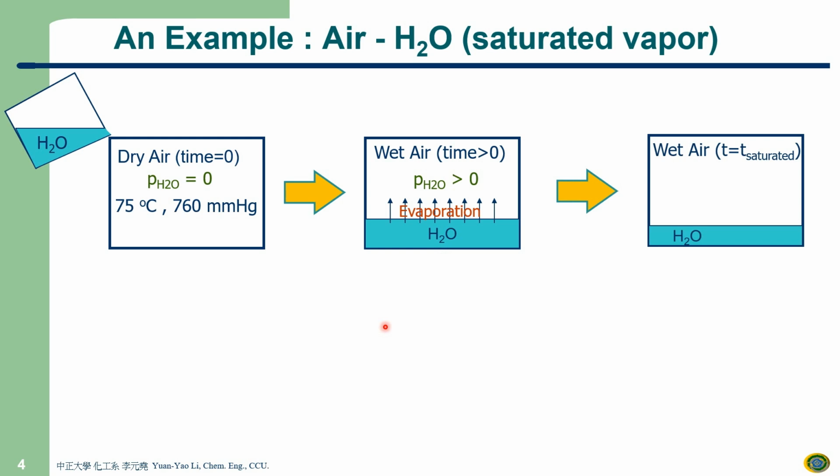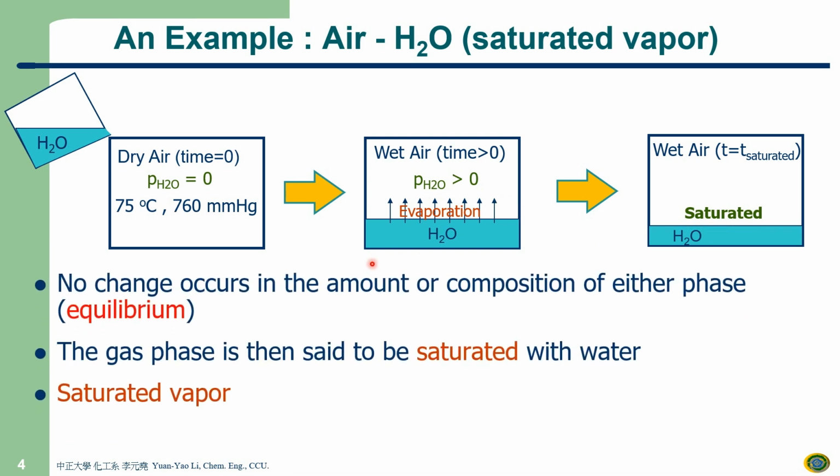And then eventually the H2O reaches equilibrium, which is what we call the vapor pressure being saturated. The H2O cannot be increased anymore. So no change occurs in the amount or composition of either phase. The water in the liquid phase no longer decreases, and the vapor in the gas phase no longer increases. So the gas phase is then said to be saturated with water. This is T equal to T saturated, and this is what we call saturated vapor.